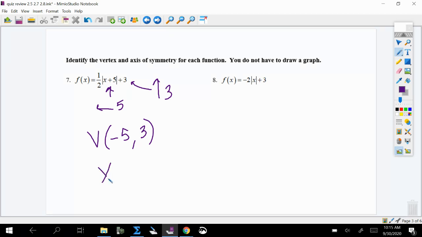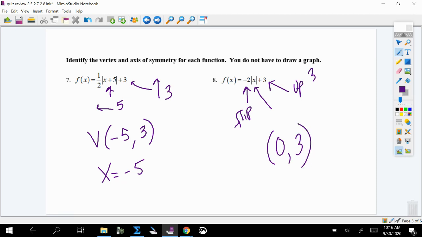And my axis of symmetry is just going to be x equals -5. For the second one, this is going to flip it upside down. So that's going to have that reflection when you have a negative. It doesn't go right or left at all. So you're going to stay at 0 for your vertex, but it is going to go up 3 because of the +3 at the end. So my vertex for this one is 0, 3.